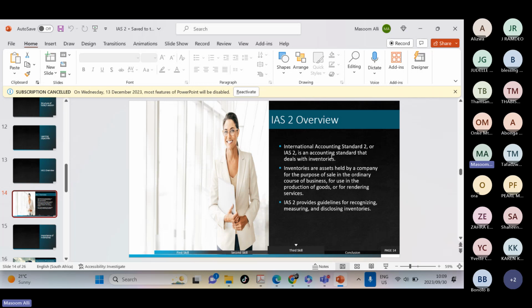The main thing in theory, and if you guys have your standards with you, it's important to have this, is this part over here, which says what inventories are. They are held for sale in the ordinary course of business, for use in the production of goods, or for rendering of services. This part here is where we find that during the tests, and even some examinations, students get confused in terms of the classification part of it.